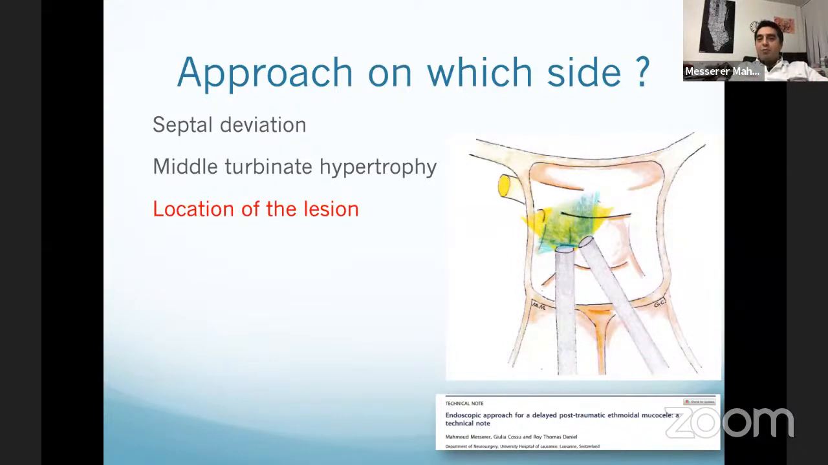Personally, I prefer to put the endoscope in the contralateral side because the view is better. Generally, I use a uninostril approach, but when I need a binostril approach, I put the endoscope in the contralateral side of the lesion and my tools in the homolateral side.